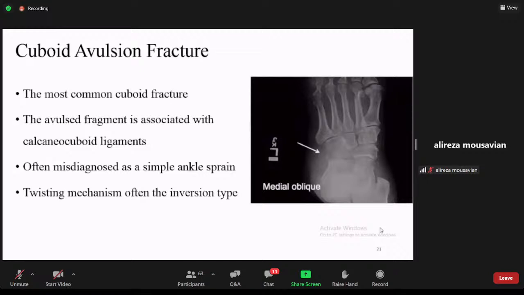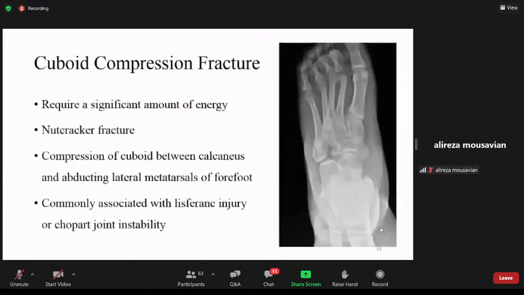It is the most common cuboid fracture and often misdiagnosed as a simple ankle sprain, but careful physical examination reveals that the maximum point of tenderness is at the calcaneocuboid joint. Compression fracture of the cuboid, in contrast to avulsion fracture, requires a significant amount of energy.